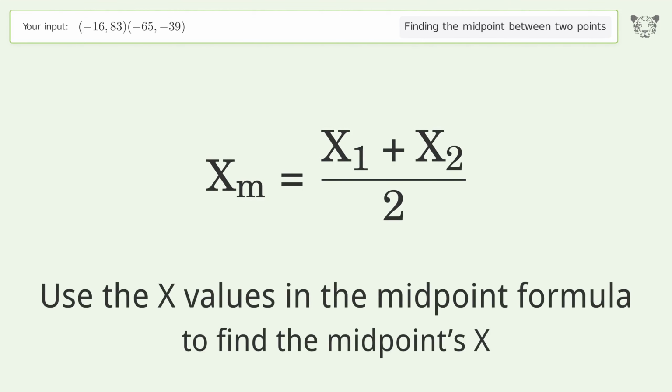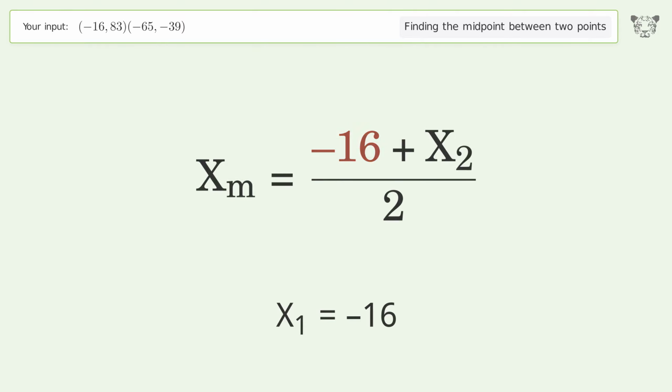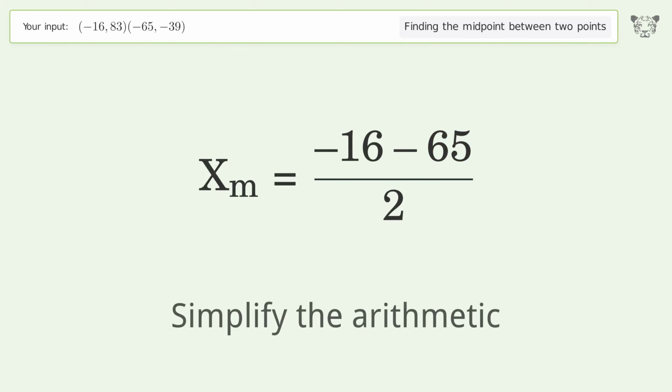Use the x values in the midpoint formula to find the midpoint's x. x1 equals negative 16. x2 equals negative 65. Simplify the arithmetic.